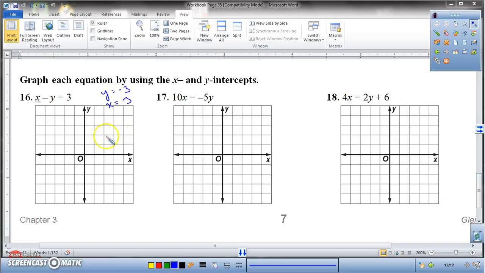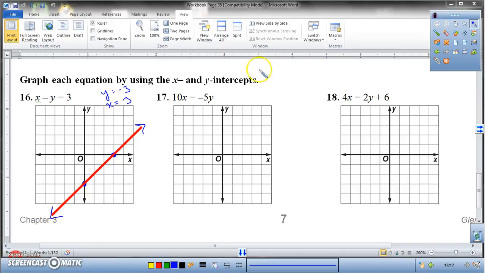And so these give me 2 points on my graph. Y-intercept is -3, x-intercept is +3. Plot those 2 points, and then draw your line through them. So that's the more visual way to go about this. For number 17, let's actually go ahead and plug 0 in and solve.